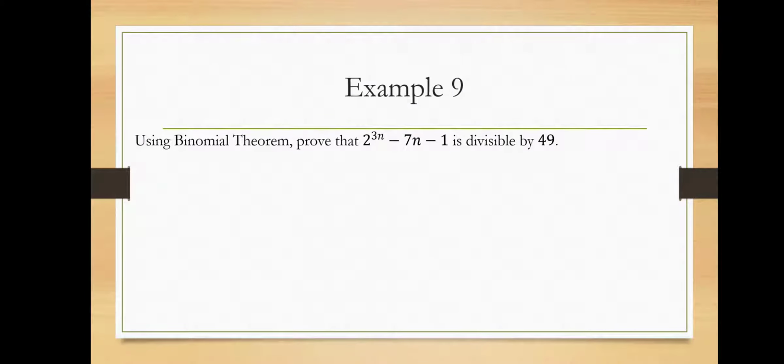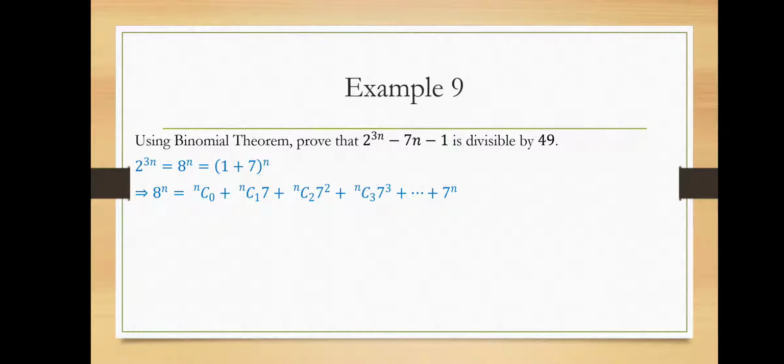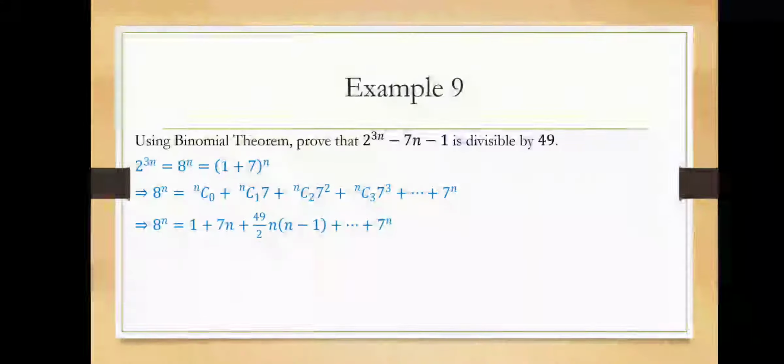To start off with 2 to the power 3n, that can be written as 8 to the power n, and that also can be written as (1 plus 7) to the power n. Now this (1 plus 7) to the power n can be broken using binomial theorem, and this becomes nc0 plus nc1 into 7, then nc2 into 7 square, and so on till 7 to the power n. Now what is nc0? That is 1. What is nc1? That is n. So the first two terms will be 1 plus 7n, and nc2, that is n into (n minus 1) by 2, and 7 square is 49.